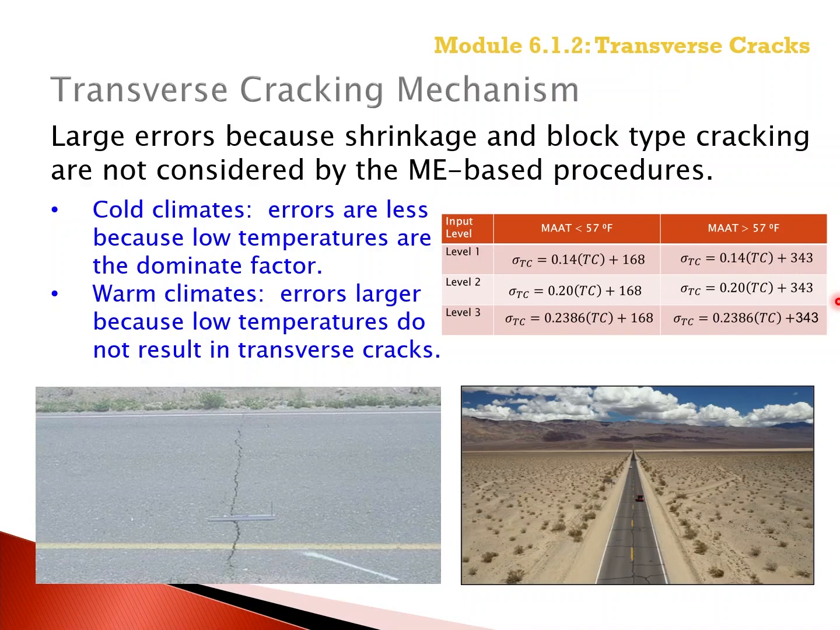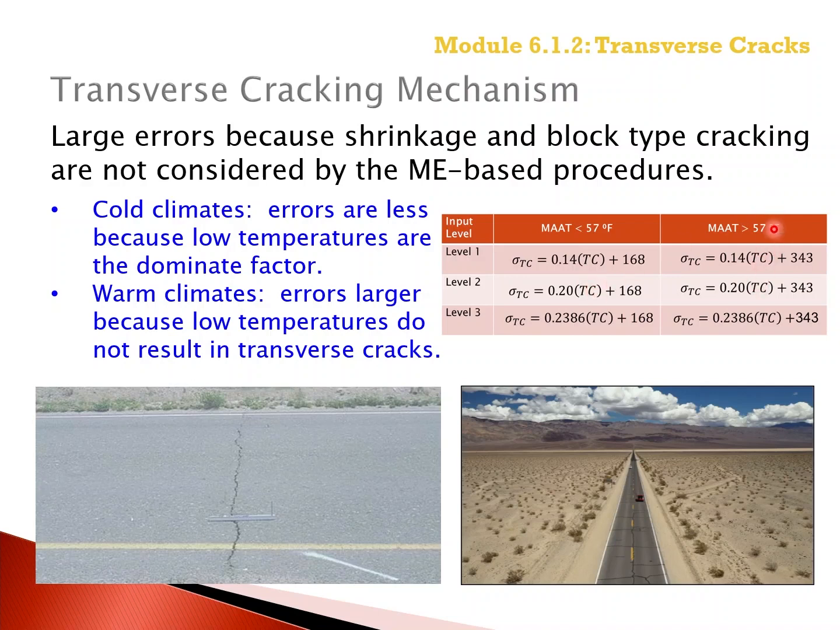So below a mean annual air temperature of 57 degrees Fahrenheit, cold temperature events predominantly dictate the length of transverse cracks, or basically control the occurrence of transverse cracks.